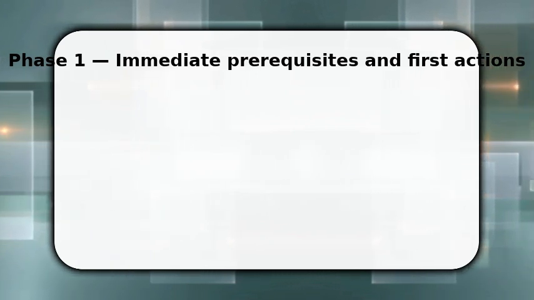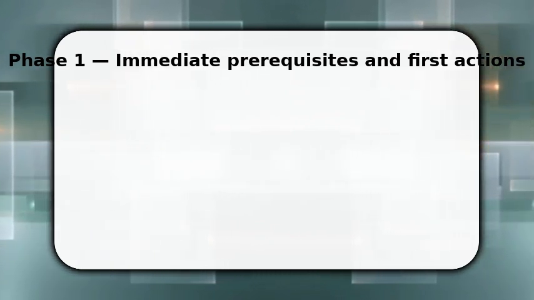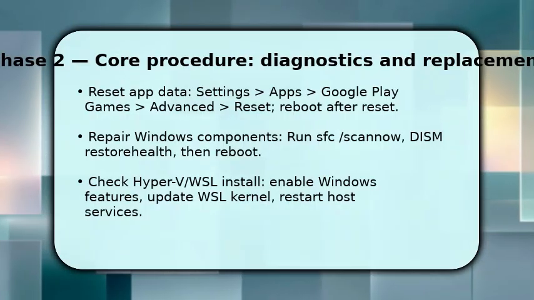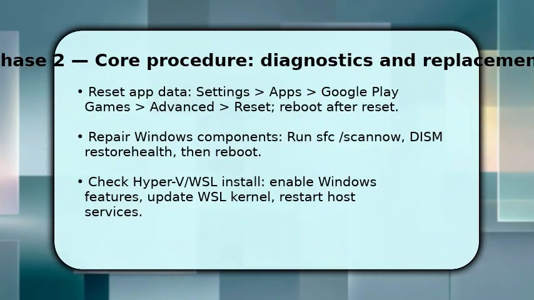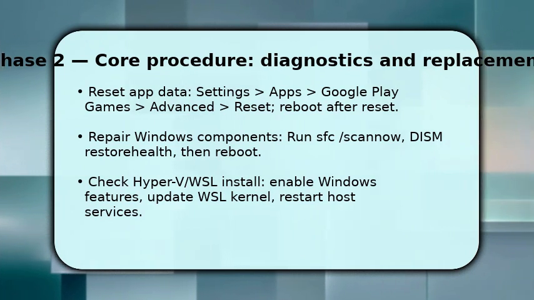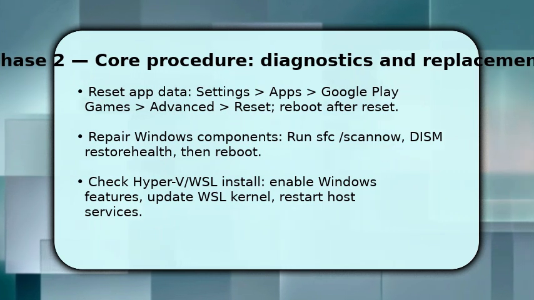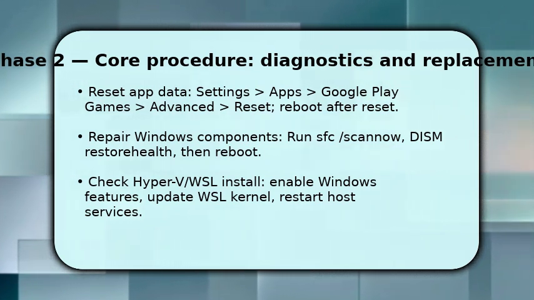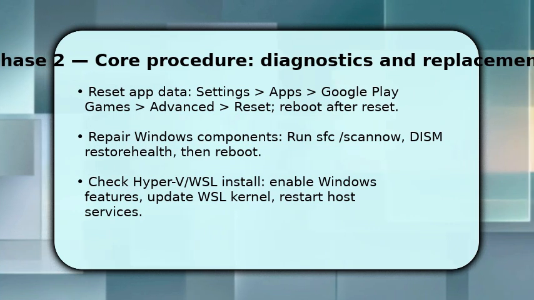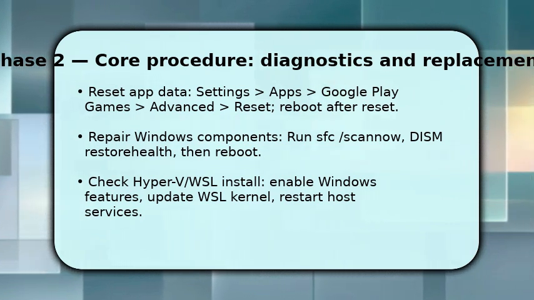You now handle more complex repairs step by step. First, reset the app data from settings, then reboot, because corrupted local data often causes beta errors. Next, repair core Windows components by running sfc /scannow and DISM /RestoreHealth from an elevated prompt. These fix system file issues that block the emulator.